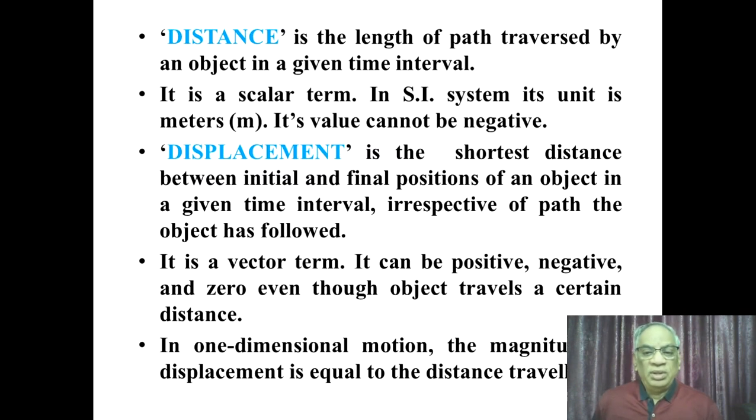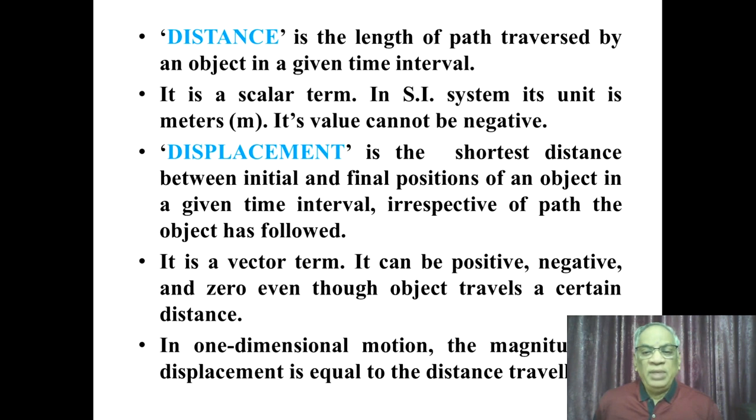Let us know some more terms. Distance. Distance is the length of the path traversed by an object in a given time interval. That means, for example, point P is changing its position from P to another point in a given time interval. Then the magnitude of that path traveled by the body in that time interval is known as distance. It is a scalar quantity, and in SI system its unit is meters.